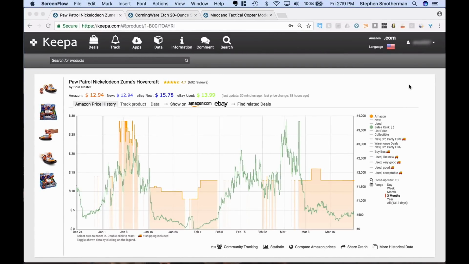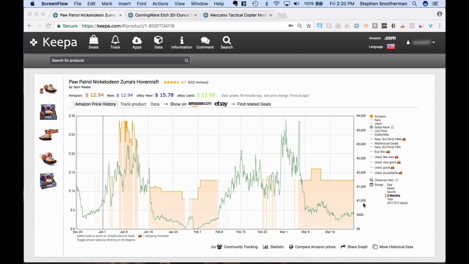All right, here we are looking at a Keepa graph of a toy, the Paw Patrol Nickelodeon Zuma's hovercraft. And to give you a little crash course on Keepa, you can see on the left side of the graph the price, $30 down to $0. You can see the dates at the bottom of the screen that correspond to the date range, showing the last 3 months. You can change it to the last month, the last week, the last day. You can look at the last year, or you can look at the lifetime history of this product. And on the right side, you can see the sales rank, 0 all the way up to 4,000. So you can see this graph has a lot of information.